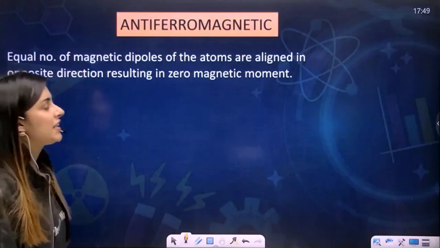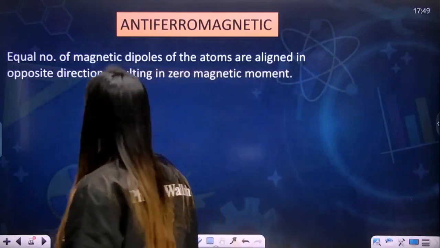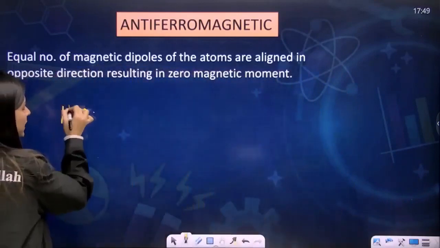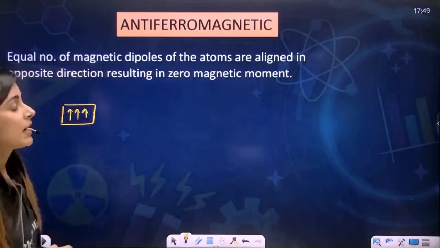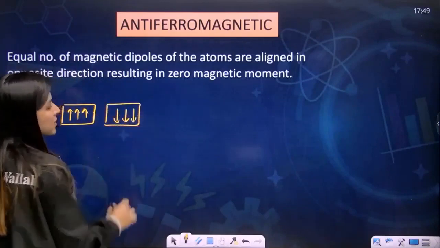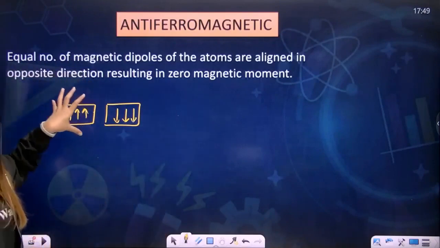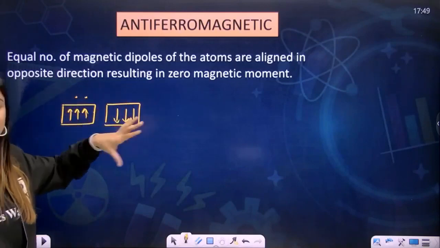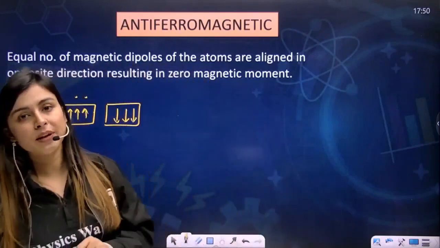Now let's talk about antiferromagnetic substances. I told you that you have domains. Let's say you have three spin magnetic moments in one particular axis. Let's say you have another domain with three magnetic moments in the opposite direction. If you see, you have a particular magnetic property here, but they both are cancelling out each other. Since the domains are cancelling out each other, that is known as antiferromagnetism.